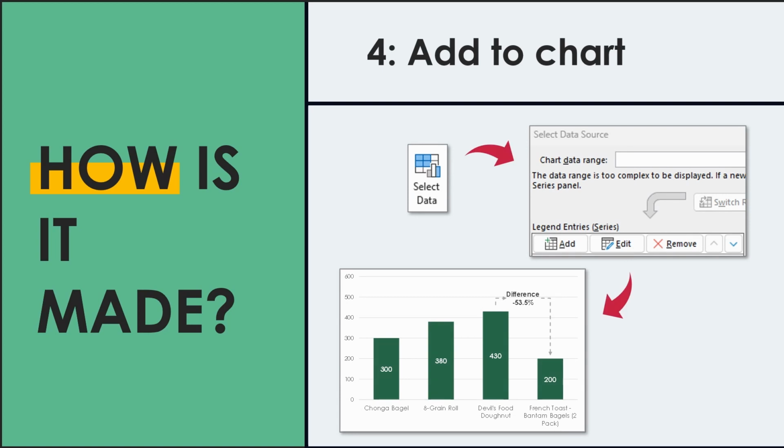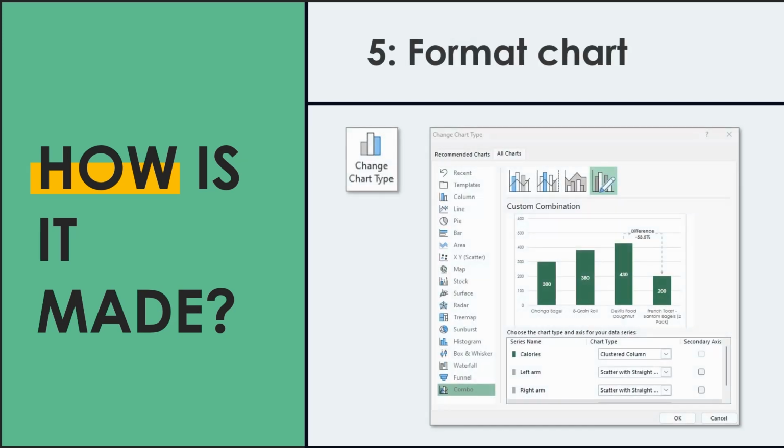With all the x and y values calculated, you can select the chart and then use the Select Data tool and add the left arm, right arm, and dot separately as new data series. Then, using the Change Chart Type tool, you can pick the correct chart type for each data series.